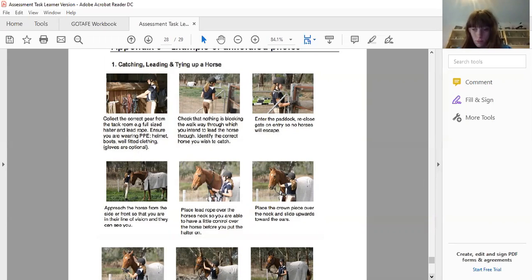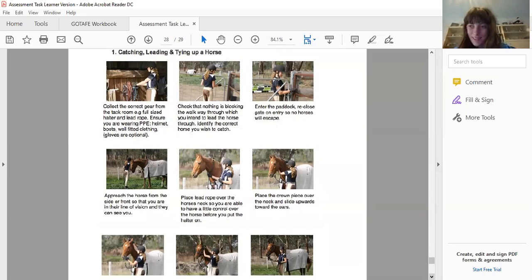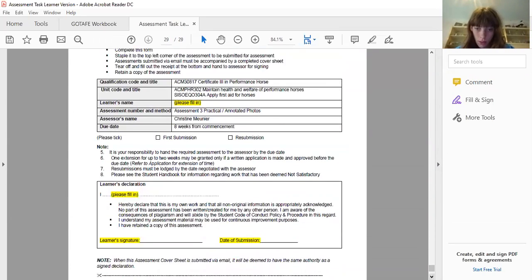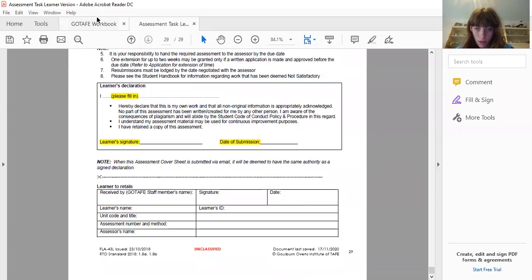Now, lots of talking from my end. Any questions on that? No, not yet. Okay, alrighty. So that's the assessment tasks in general. So that covers 3 of those.